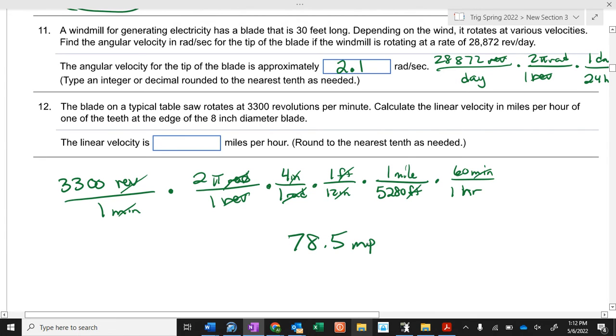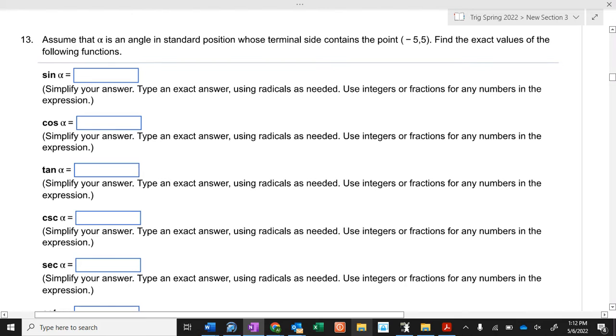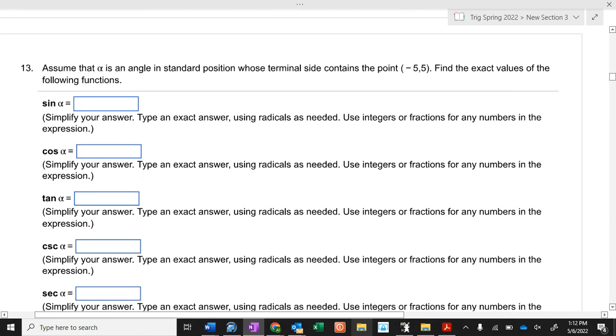78.5 miles per hour. All right. Sines, cosines, tangents, cosecants, secants, cotangents. All right. There's a point at (5, -5), or (-5, 5). So if we go back 5, up 5, we're right up here somewhere. What quadrant are we in? Second quadrant. Okay. In the second quadrant, we're back 5, up 5.